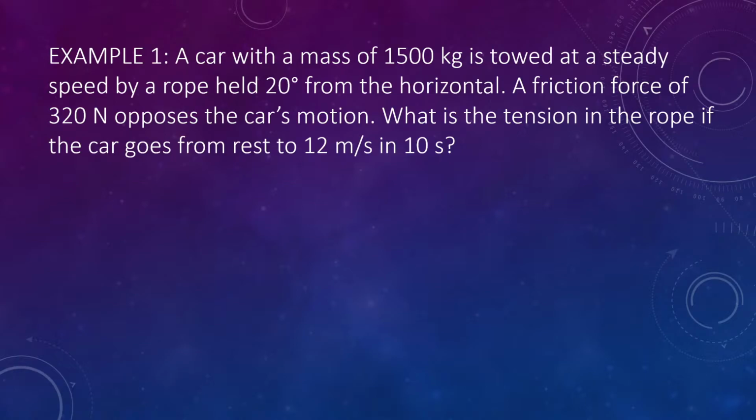This one says, with the same words as before, a car with a mass of 1,500 kilograms is towed at a steady speed by a rope held at 20 degrees from the horizontal. A friction force of 320 newtons opposes the car's motion. What is the tension in the rope? Here's the key: if the car goes from rest to 12 meters per second in 10 seconds. In the last problem we did like this, it said that the car was being pulled at a steady speed, but now it is not. So let's see how this affects our problem.